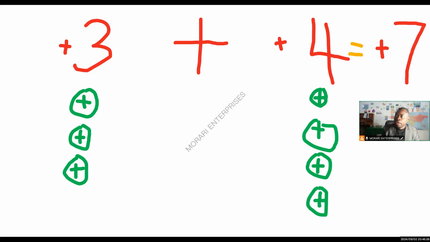So here, I want us to keep our positive. Positive 3 is just the nature of the number, 3 positive. If the positive is not there, it's still the same 3 positives, okay? So positive 3 plus positive 4, rather. Another way to say that is positive 7. Okay. Now, let's erase that.